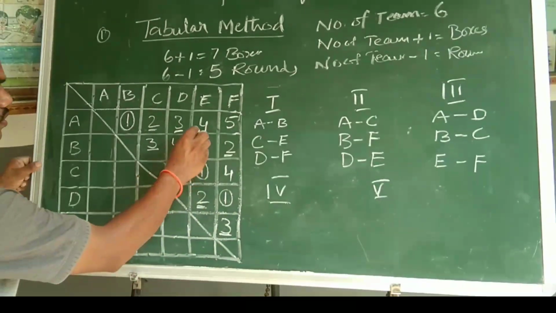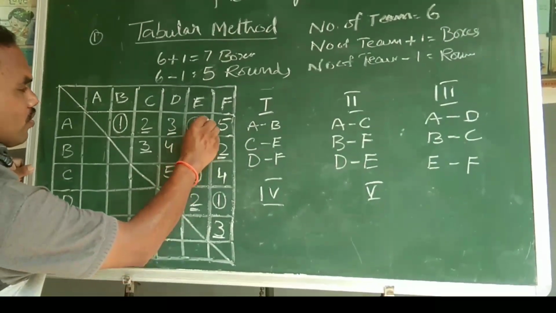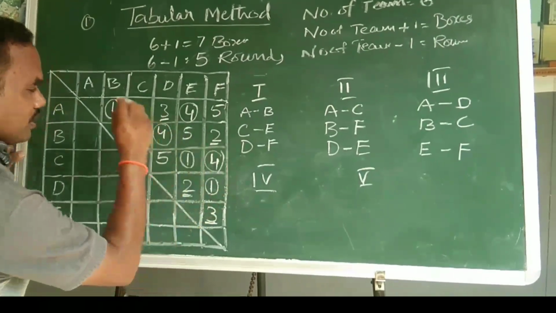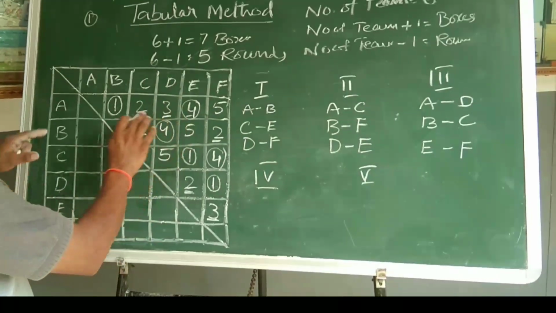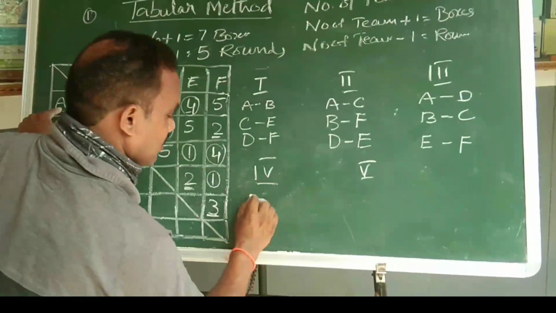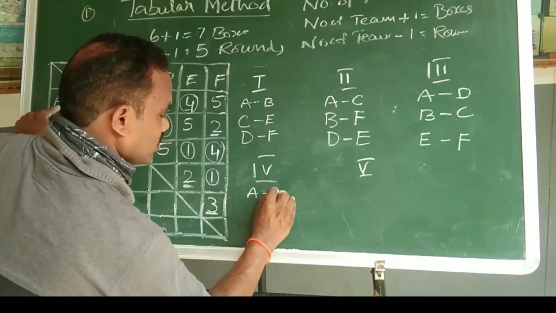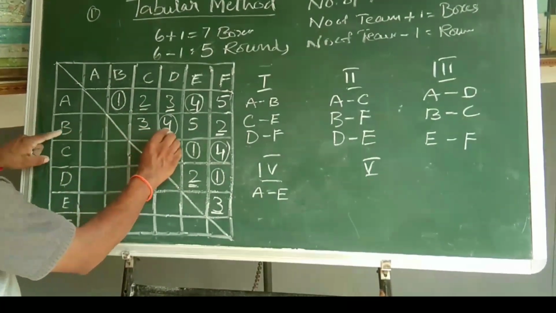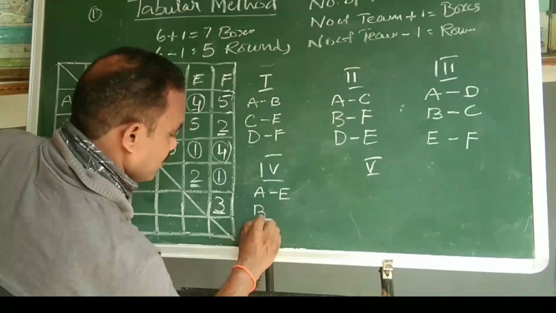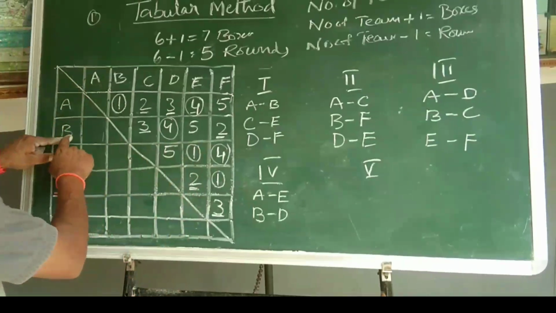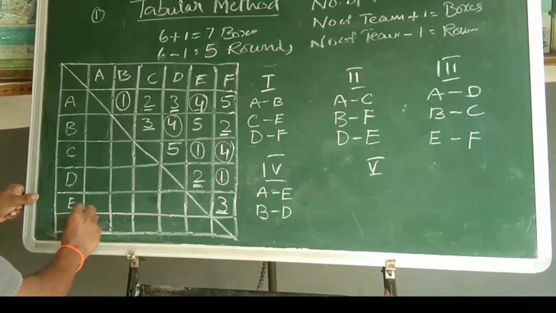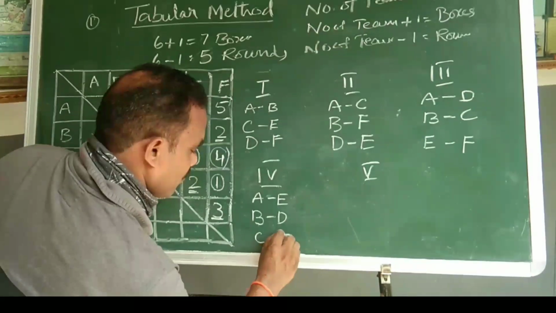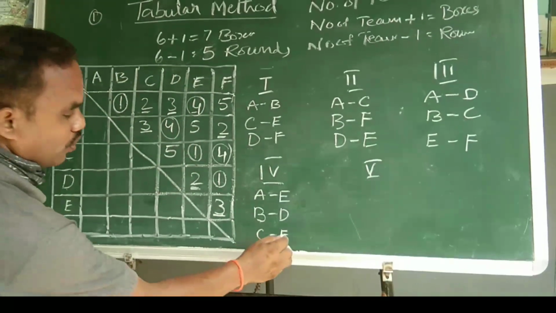And let's go for the fourth round. Here on fourth round, here on fourth round, and here also on fourth round is there. The 4. A versus E. Fourth round, first match A versus E. And fourth round, second match B versus D. And fourth round, third match C versus F. It is the fourth round.